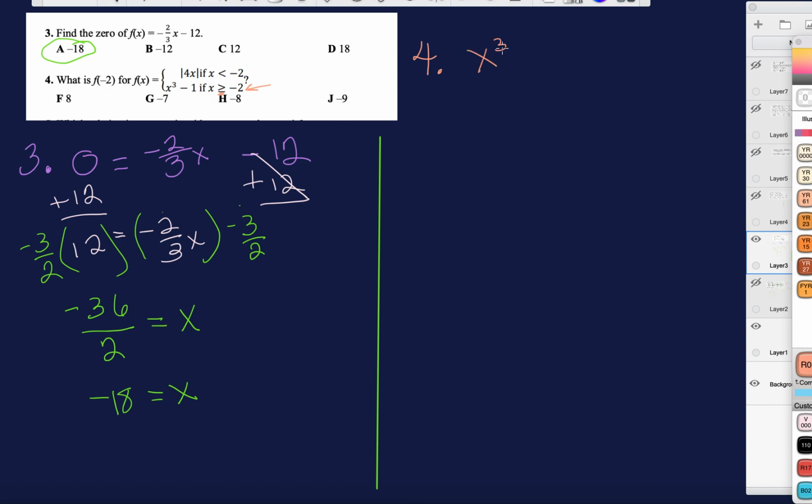X cubed minus 1. Okay, let's go ahead and put in our negative 2. Sorry about that. Negative 2 cubed is negative 8. That's what calculators are for. But Mr. Sokol knows how to do this in his head, so we have a total of negative 9. That shows us that it's J.